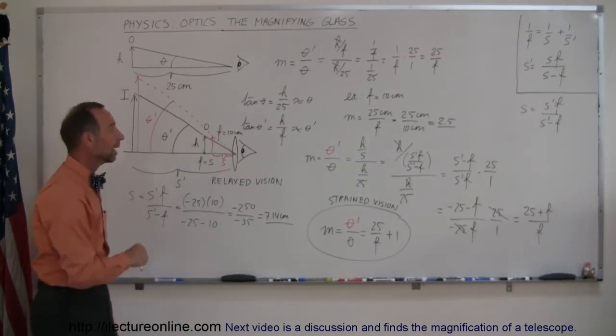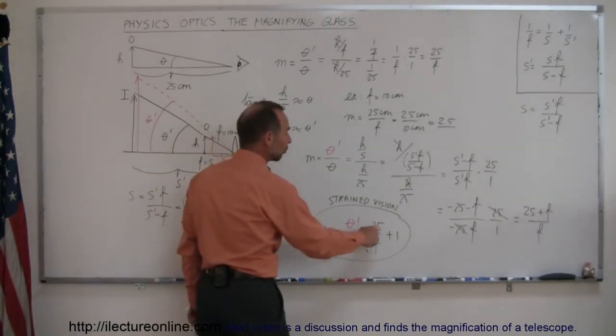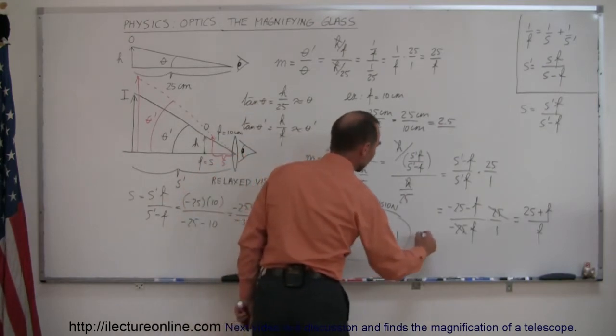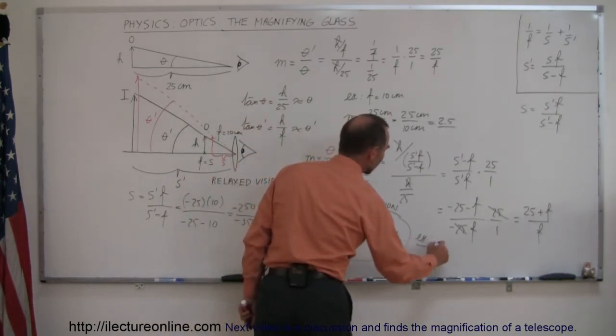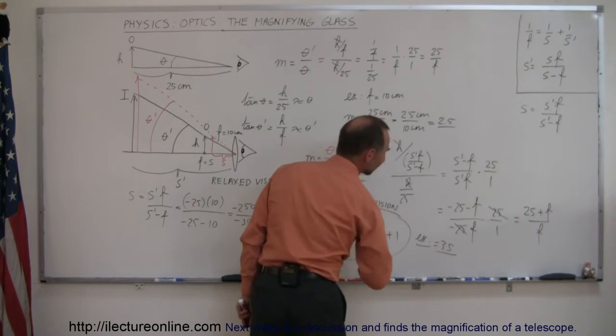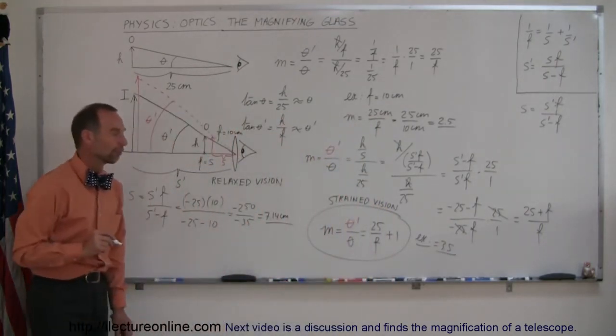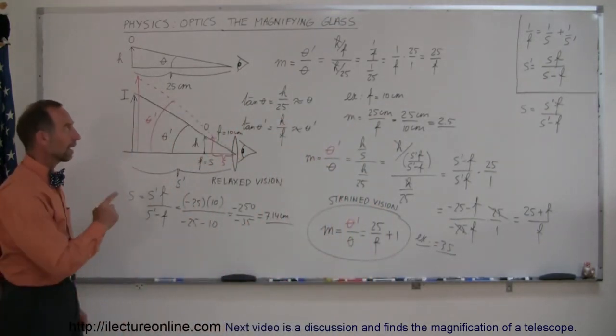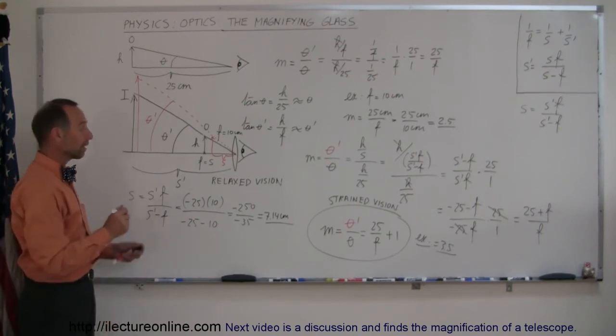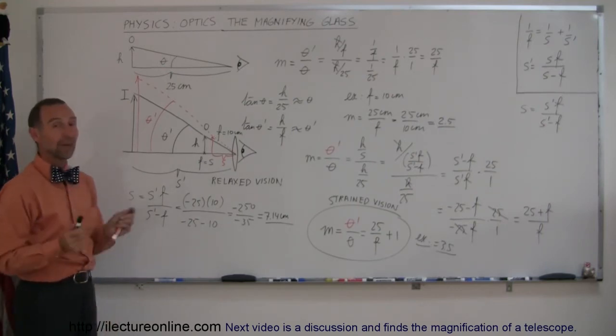So in this particular case, the magnification would be 2.5 plus 1. So for the example that we have here, magnification would be equal to 3.5 for a lens with a focal length of 10 centimeters. And that's how you find the properties of a magnifying glass and the magnification of a magnifying glass.